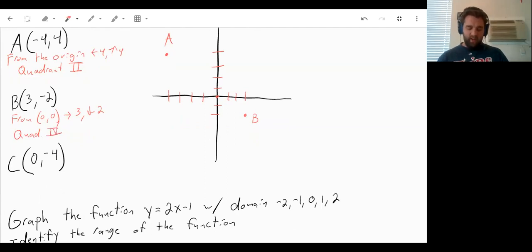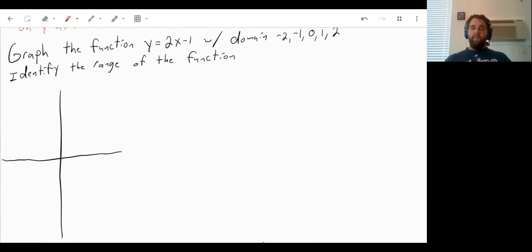You can also plot a point like 0, -4. So that would be at x-coordinate is 0, so it's going to be on the y-axis, and then it's down 4. So C is going to be right here. So you could say from the origin, or from 0, 0, you just go down 4. And it's on the y-axis, because it's not actually in a quadrant. It's on the dividing lines between the quadrants. So that'd be one way that you could describe its location as well.